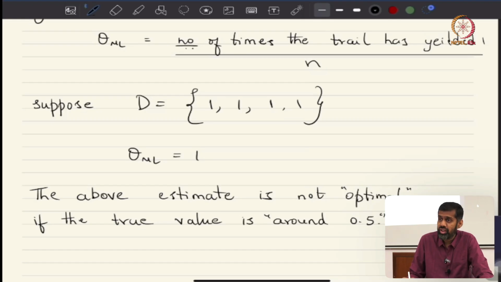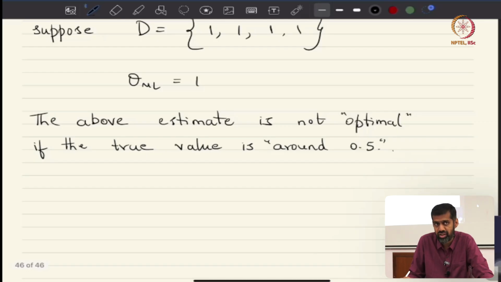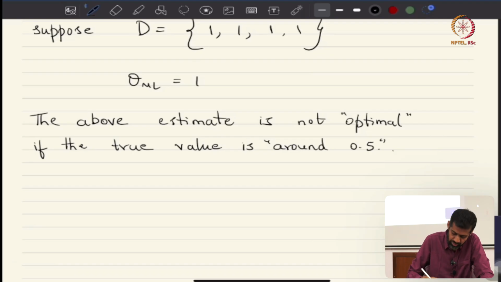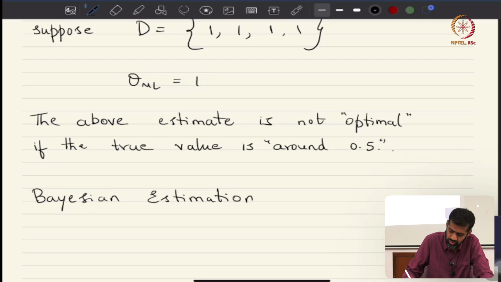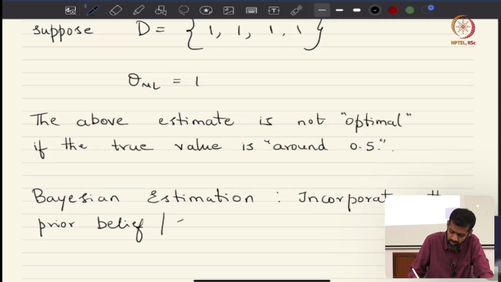Now the question is, how do you incorporate the belief that we already have regarding the parameter into our estimation technique? It is this question that the Bayesian estimates try to answer. So in Bayesian estimates, the idea is to incorporate the prior belief or information about the parameters.